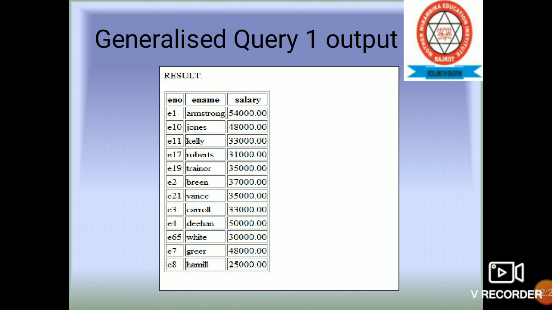The output will be something like this. It will fetch all the employees' records whose salary is above the user given salary. So for example, if the user has given 2,000, then in the output all records have salary above 2,000. Employee number column is given, employee name and salary.